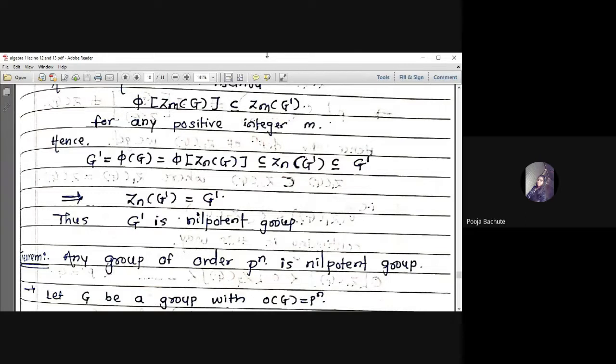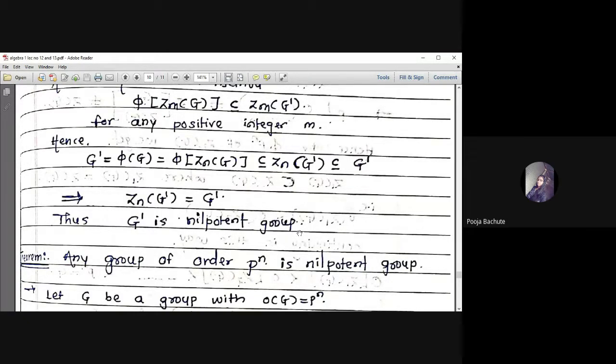Suppose G is a subgroup of H. Assume. Okay, so H is a subset of G, but G is also a subset of H. Then what can we say? We can say that H must be equal to G. Hence, here we take Zn of G dash is equal to G dash. Okay, so here we get an integer n such that Zn of G dash is equal to G dash. Thus, here G dash is a nilpotent group.